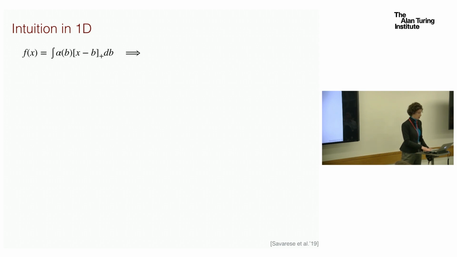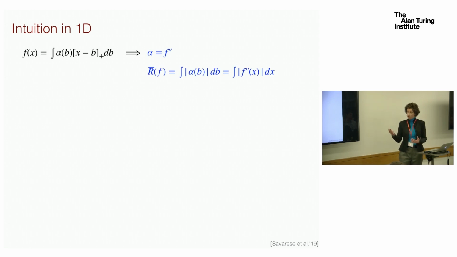But if we were to just use this as a starting point, then you can solve and find that the alpha that satisfies this equation is the second derivative of f, which is what I told you before was the regularizer in 1D. Okay, so that's how you could derive that this regularization function, r bar of f, is the L1 norm of the second derivative of f.